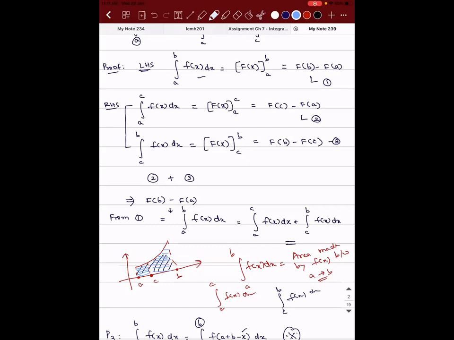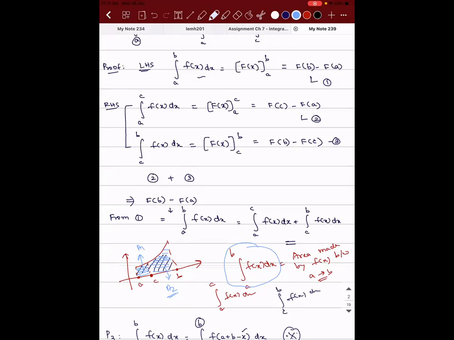Right. So this one, are you able to see the shaded regions? Yes, sir. So if I add this area and this area, is it not going to give me the total area? Yes, sir. That is the meaning of this property.